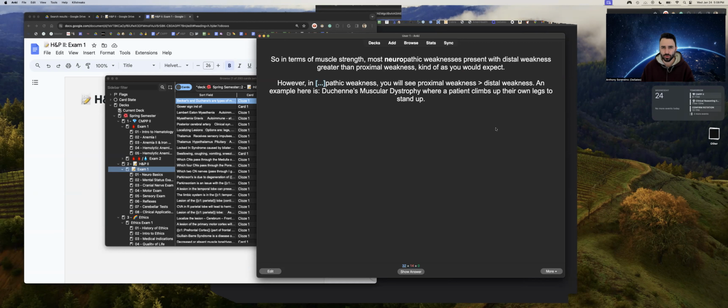What could this be called? Pseudoneuropathic? Oh, myopathic. Okay, so it's a muscle weakness versus a neuro weakness. That's pretty interesting.